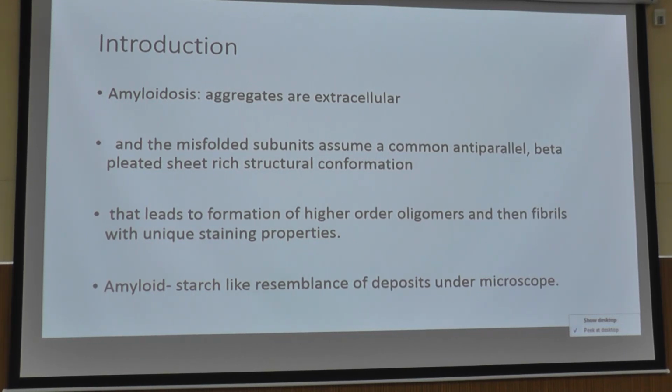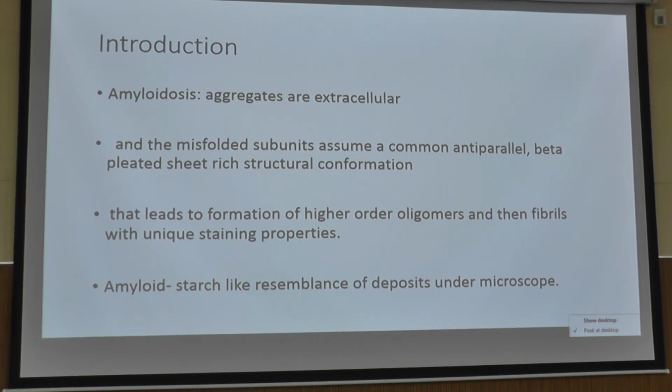In the misfolded subunit, they assume a beta pleated sheet. Whenever there are secondary protein structures, it is either an alpha helix or a beta pleated sheet. So they get to a beta pleated sheet conformation, and that leads to the formation of oligomers when two or more subunits come together, and then the fibrils, which have unique staining properties. Beta pleated structures have these unique staining properties with Congo red and polarized light. We are going to see a picture dealing with this again.